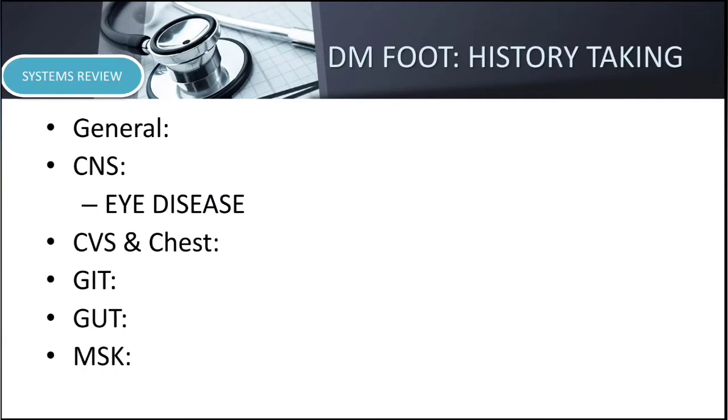In the central nervous system, you have to go through strokes, transient ischemic attacks. You talk about headache, and then there's eye disease, right? So in eye disease, you have to be very specific. The four ways where someone who is diabetic will have visual disturbances.